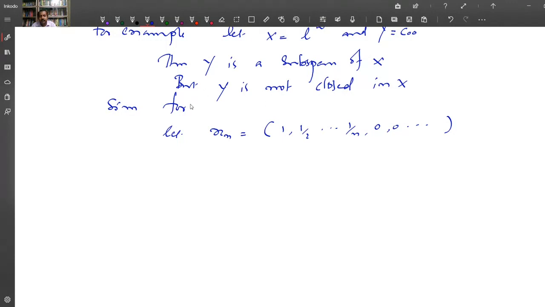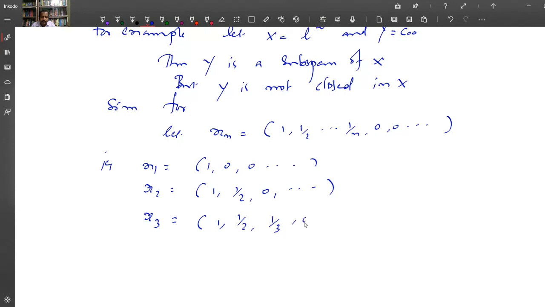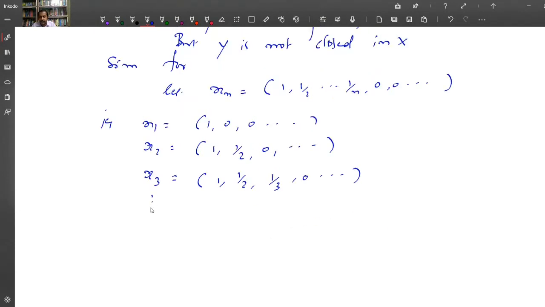For let xn be equal to 1, 1 by 2, up to 1 by n, and so on. That is, x1 is 1, 0, 0, etc. x2 is 1, 1 by 2, 0, etc. x3 is 1, 1 by 2, 1 by 3, 0, etc. And so on. xn is equal to 1, 1 by 2, 1 by 3, up to 1 by n, 0, etc.